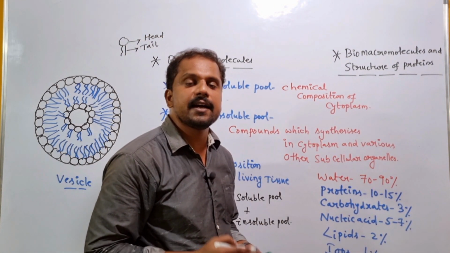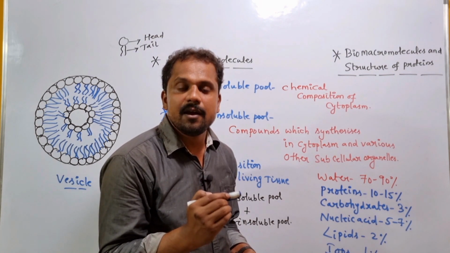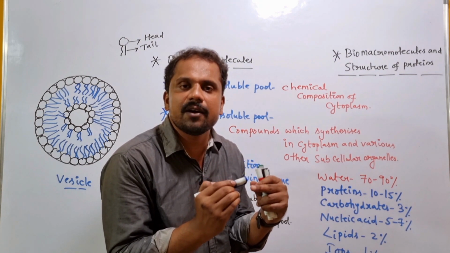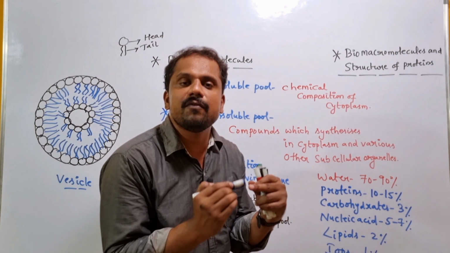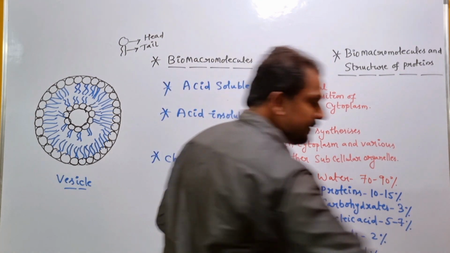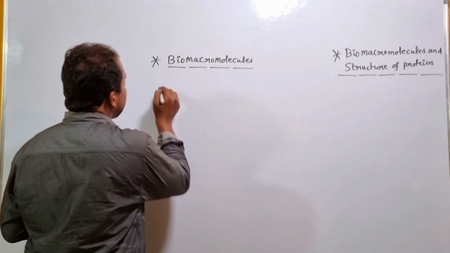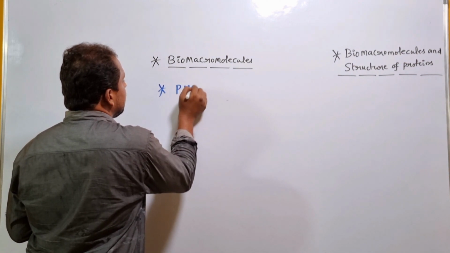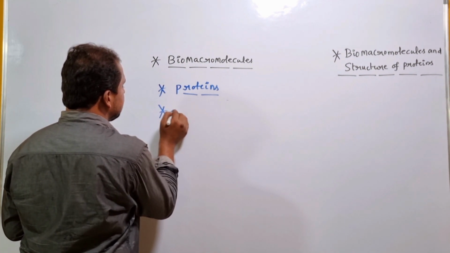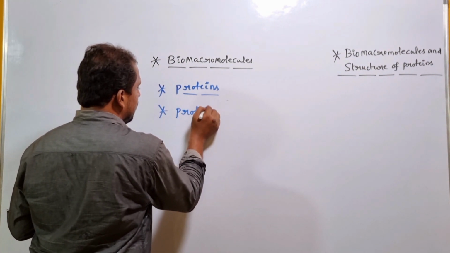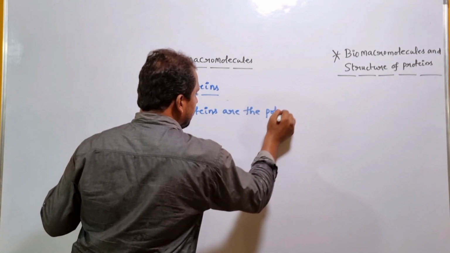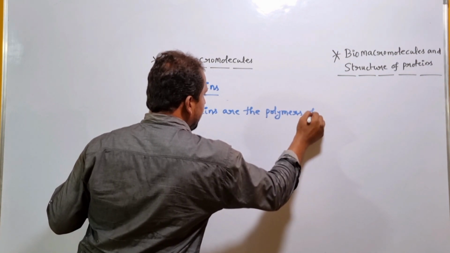And then we will be studying proteins. So what are proteins? Proteins are the polymers of amino acids. When many amino acids undergo aggregation, it leads to the formation of a specific polypeptide chain or protein. Is it clear? Let me erase the things here. As I have already mentioned, proteins are the polymers of amino acids.